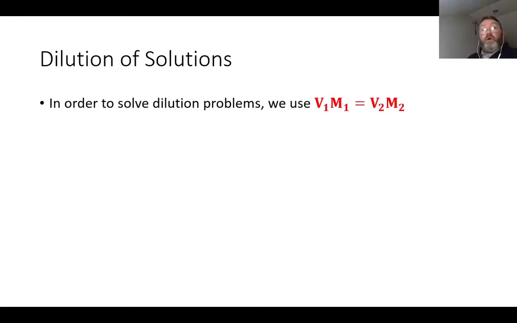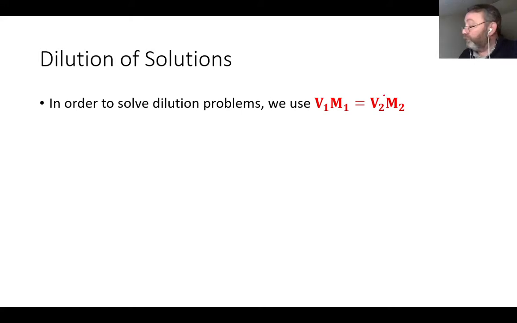Okay, so in order to solve dilution problems, we're going to use a formula, V1M1 equals V2M2. Now again, please remember, I always err on the side of leaving volume in litres. I don't think about anything else. I just keep volume in litres. It just makes life easy. Okay, keep it in litres. So you've got the volume of the first solution times its concentration, M means molarity, is equal to the volume of the second solution times its molarity.